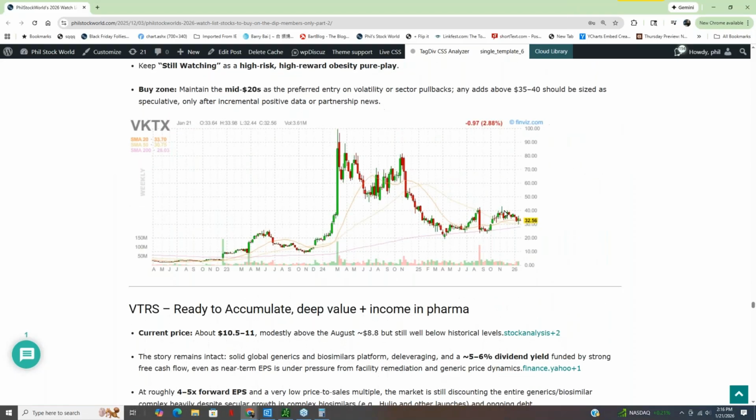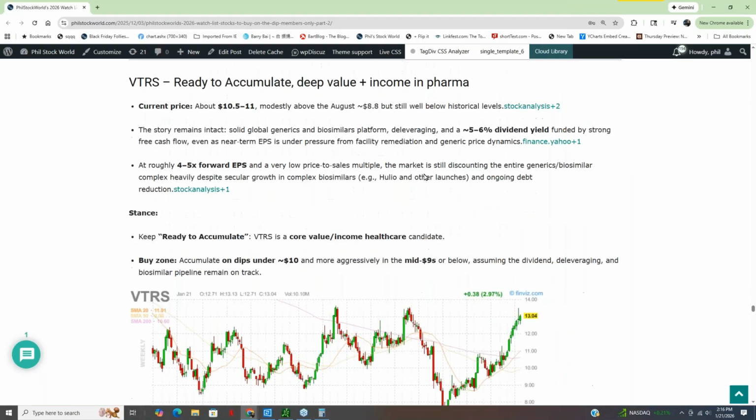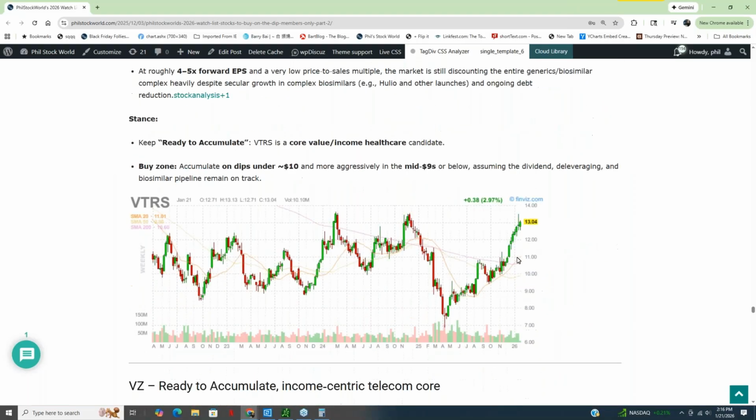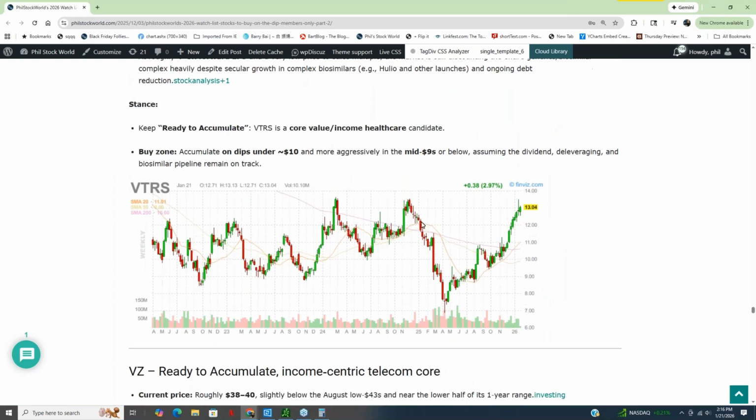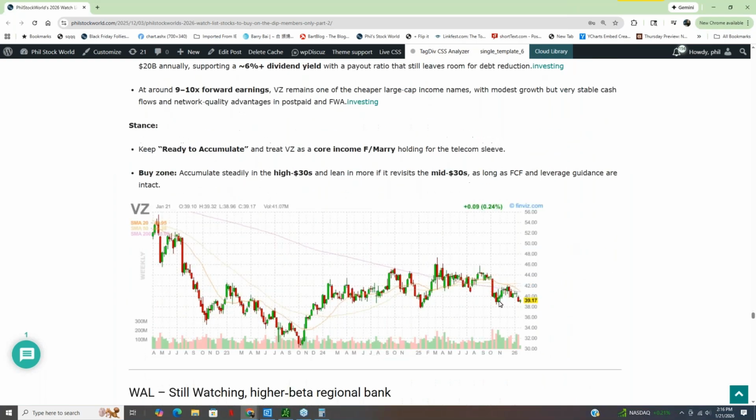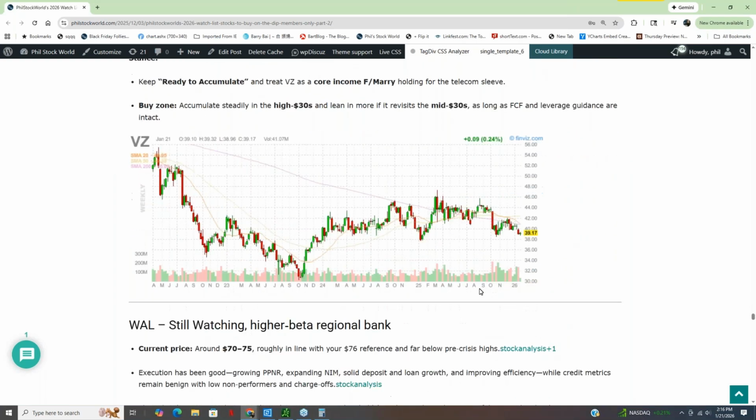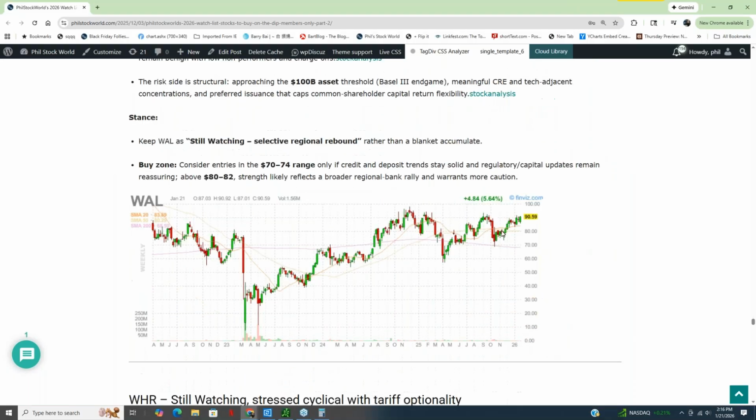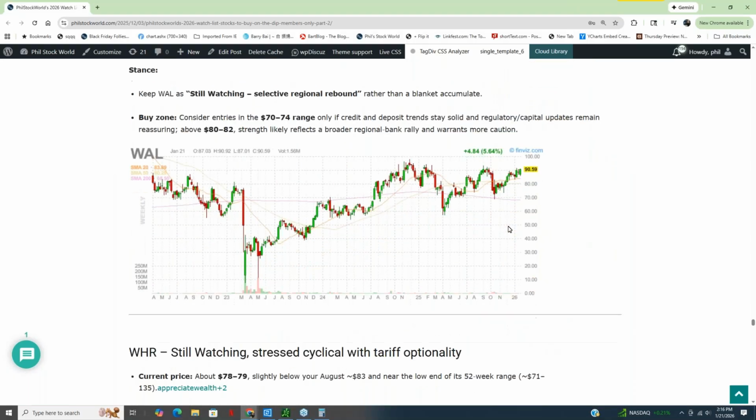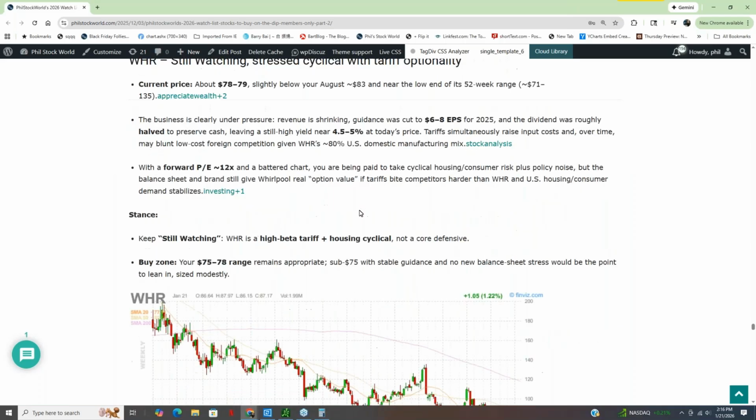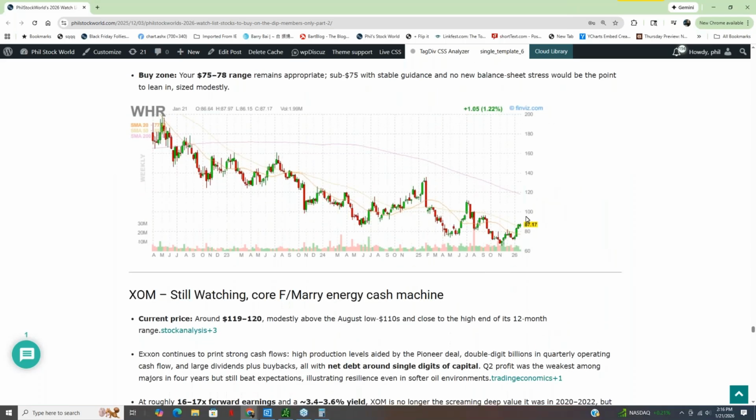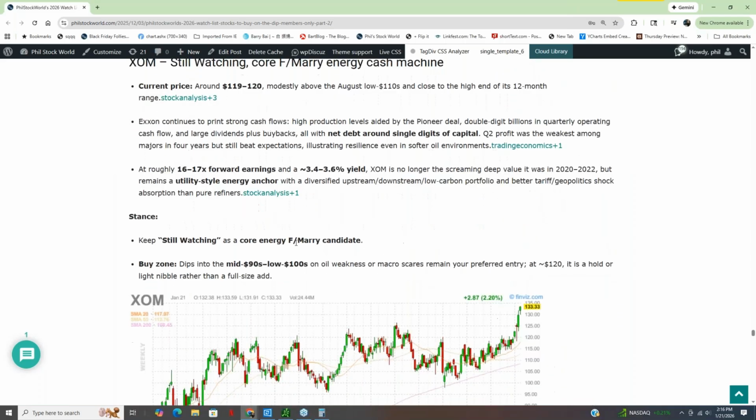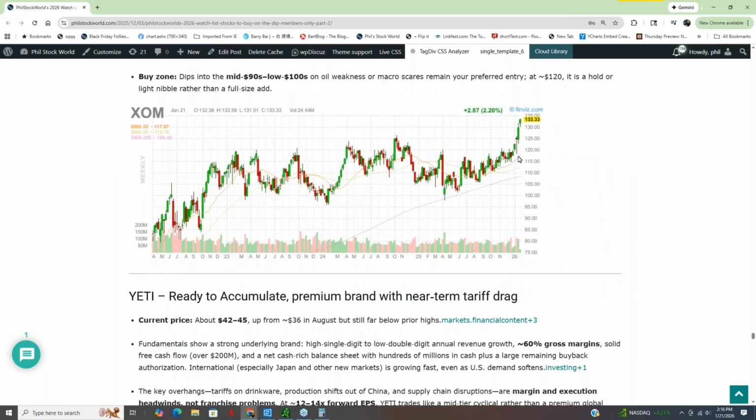VKTX, also still a buy. VRTS, it took off too much, can't chase it. Verizon, still in the doldrums. It's sad for them. Walmart actually is taking off a little bit, but still playable. Whirlpool, we know we have a huge position in Whirlpool, and they're just starting to take off again. Exxon, we added, and it took off. Look how many things took off, though.